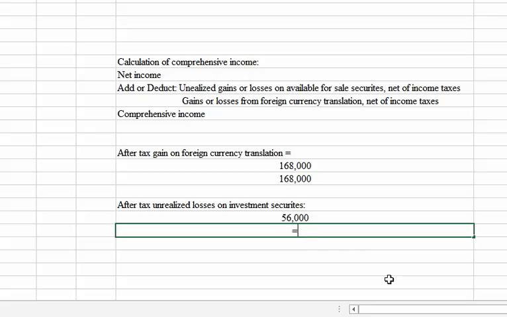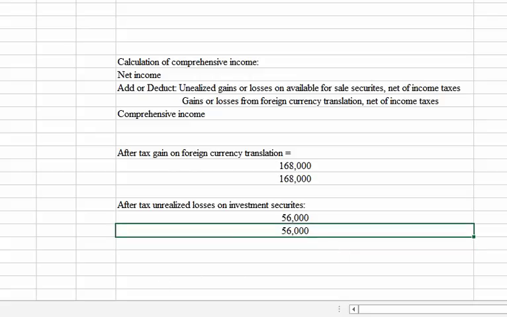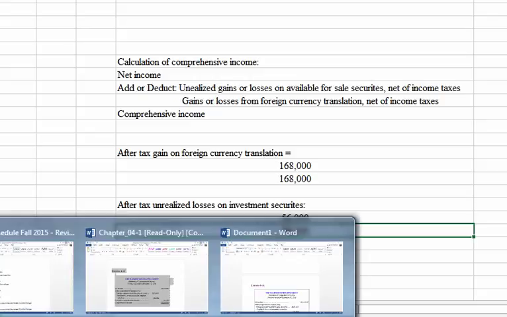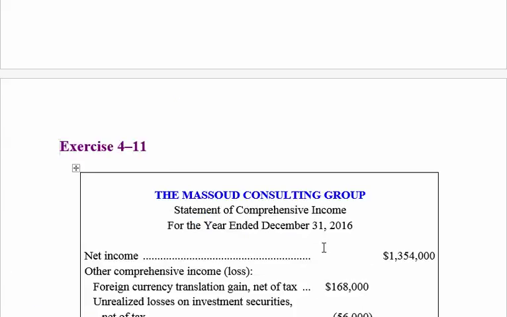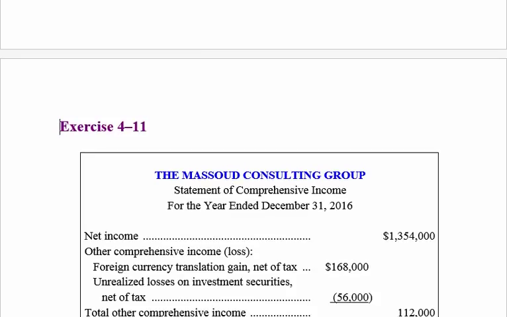You could also say it like this: 80,000 times 0.3. Let's put our 80,000 up here first, though. We'll see 80,000 minus 80,000 times 0.3. You're going to get 56,000 either way. Alright, so we come back over here. Our unrealized loss on investment securities net of tax is only a $56,000 loss.